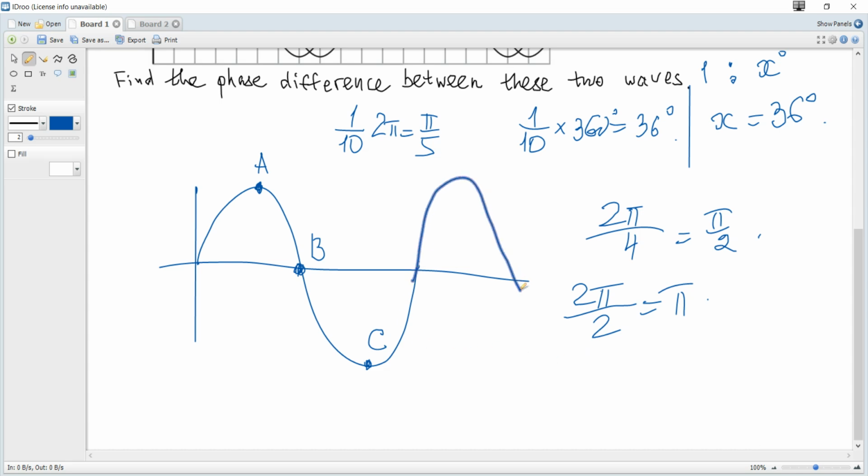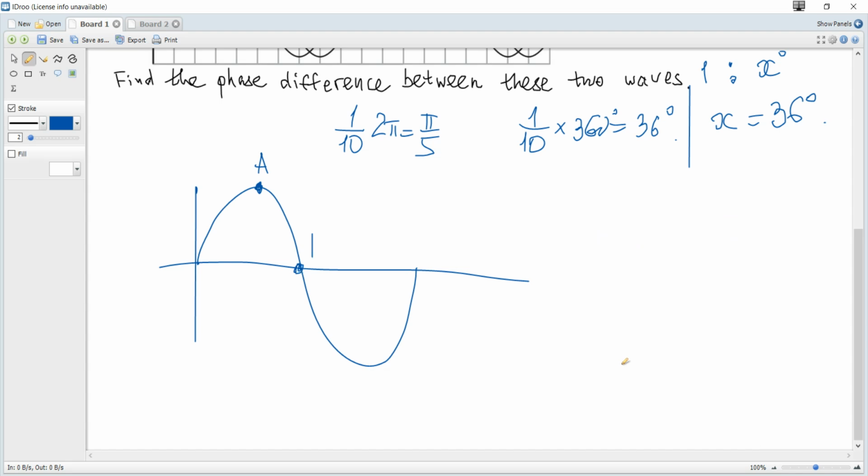And for example, point A and D, we can see that they are separated by a lambda or time period, by a whole number of wavelengths, so such points are called to be in phase. So we can see that they are separated by one complete oscillation, so the phase difference is 0 or 2 pi, and they are in phase.